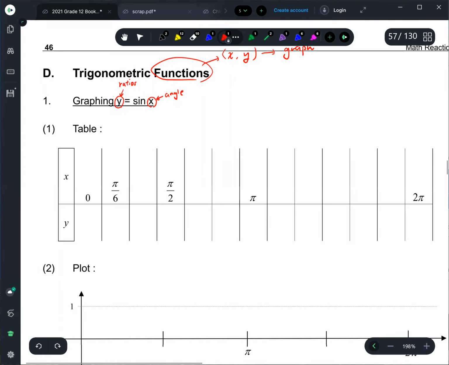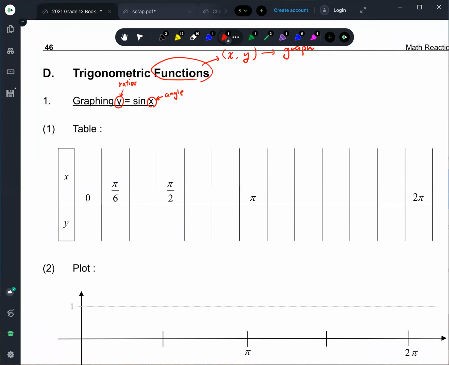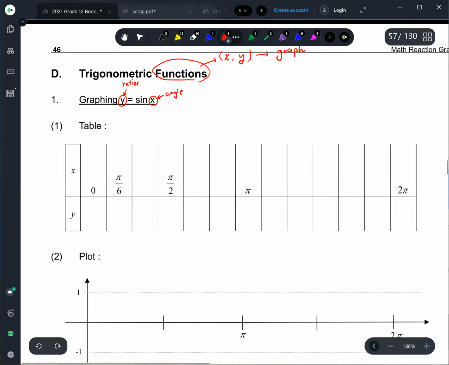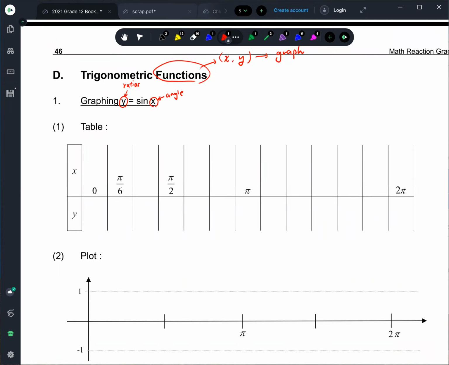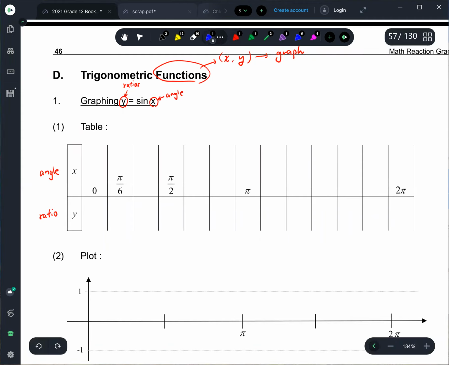And then with each pair of points, we can plot them. So here we have a table of values. So each X is the angle, we'll write that one more time. Each Y is the ratio. We just did our 30 degree, which is the same as pi over 6. So that's this one. 30 degree, we have a ratio of 1/2.